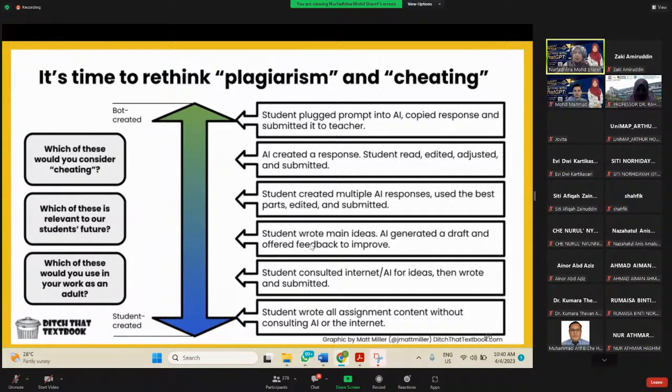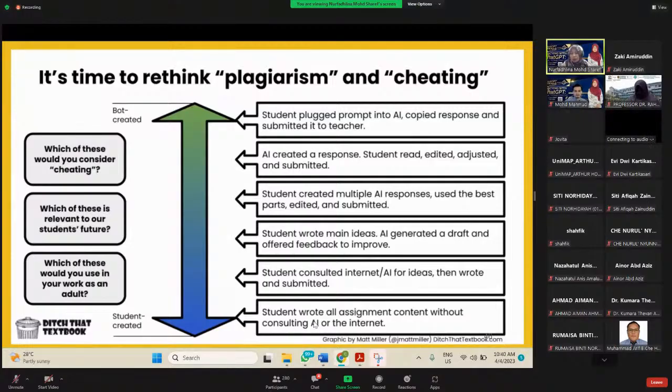Or could be the student wrote the main ideas, the AI generated a draft and offered feedback to improve. Or can be the student consulted the internet or AI for ideas, wrote and submitted. Remember, previously, before we had ChatGPT, the students still consulted the internet and various amounts of information. How would we know at that time the students didn't actually just copy paste or use another paraphrasing tool like Quillbot or Grammarly or paraphrasing online to refine? Those are actually tools only.